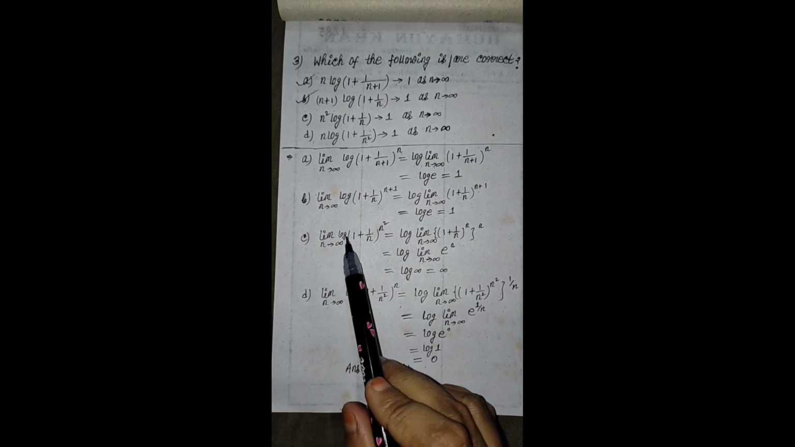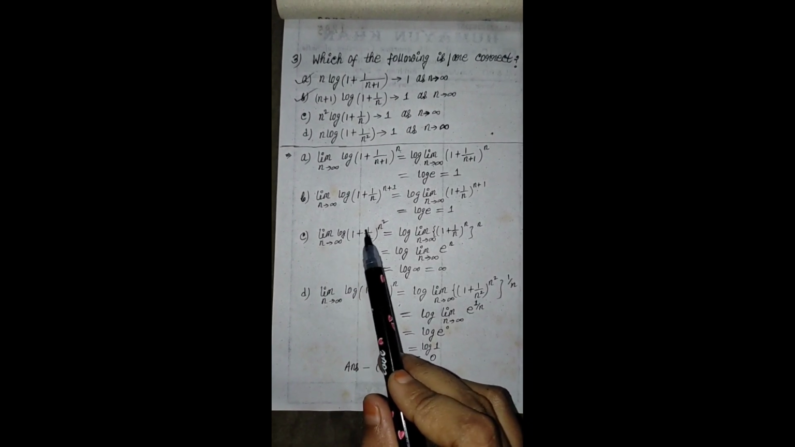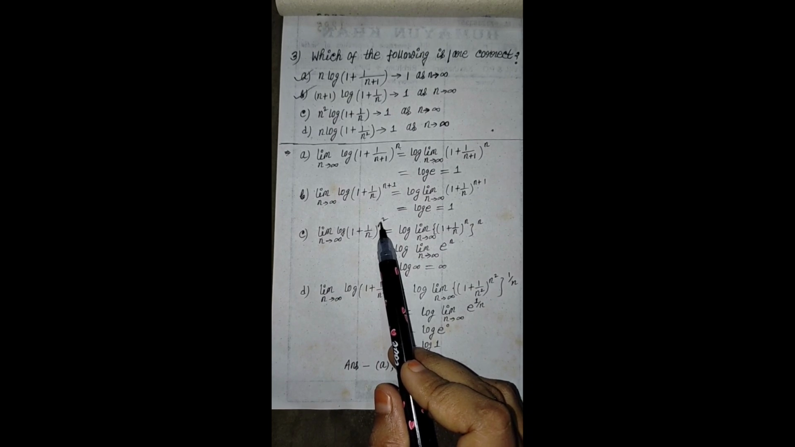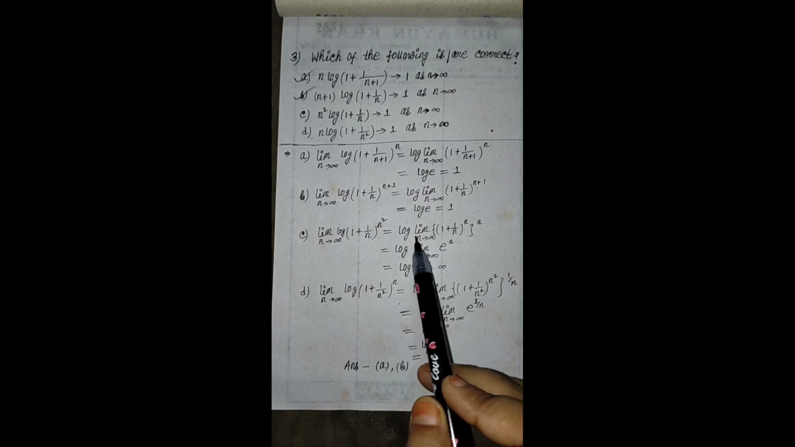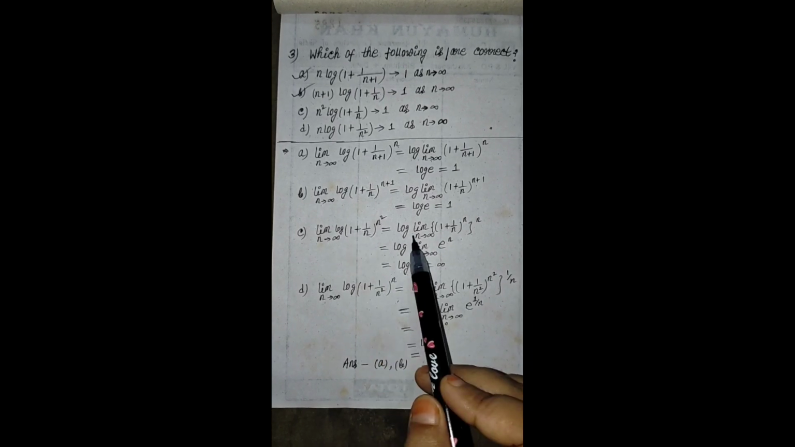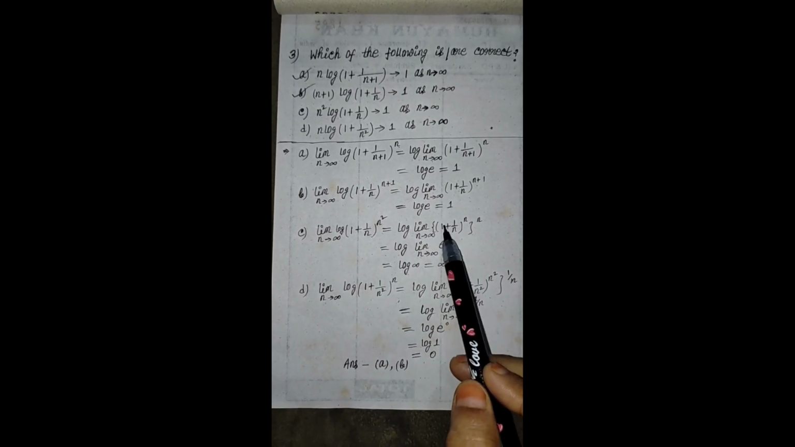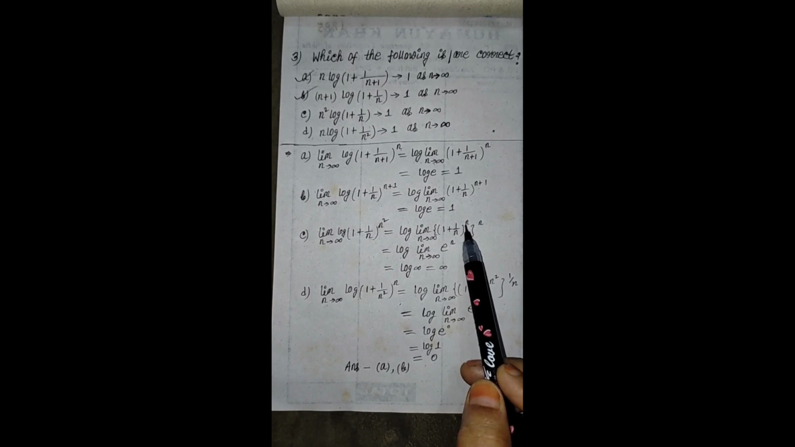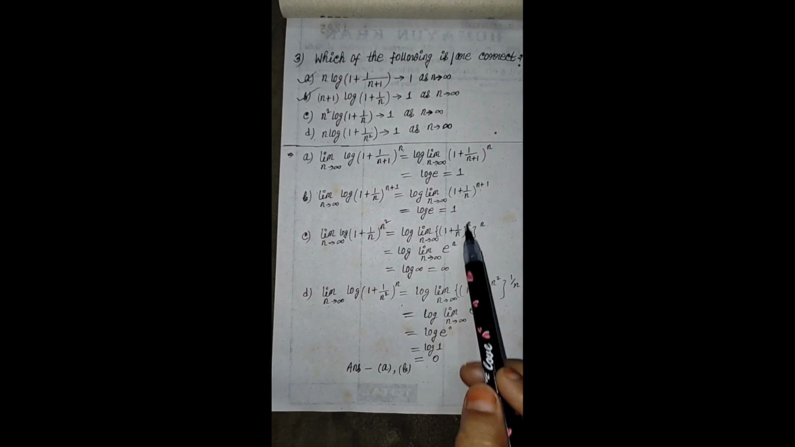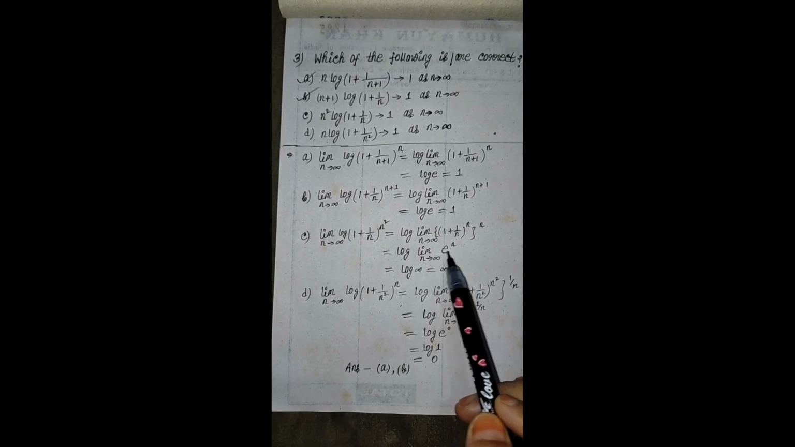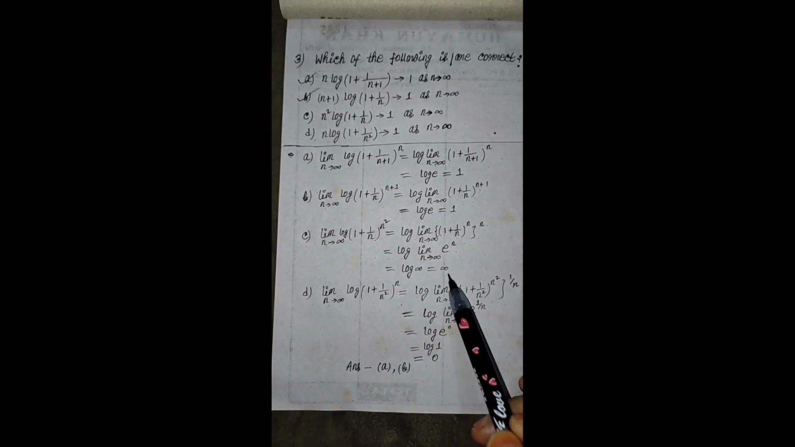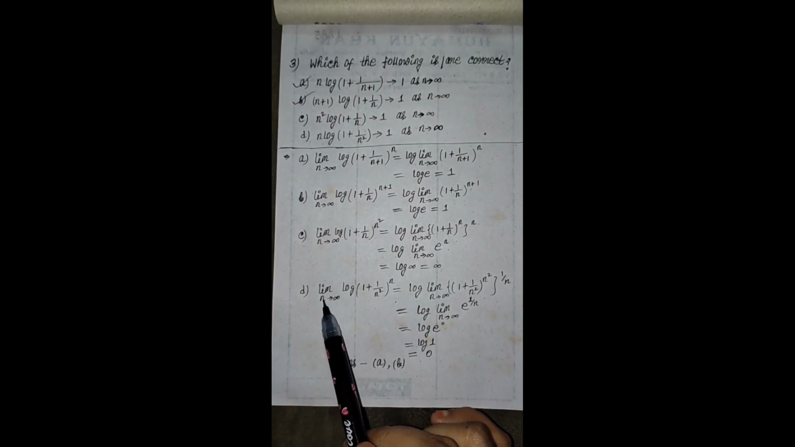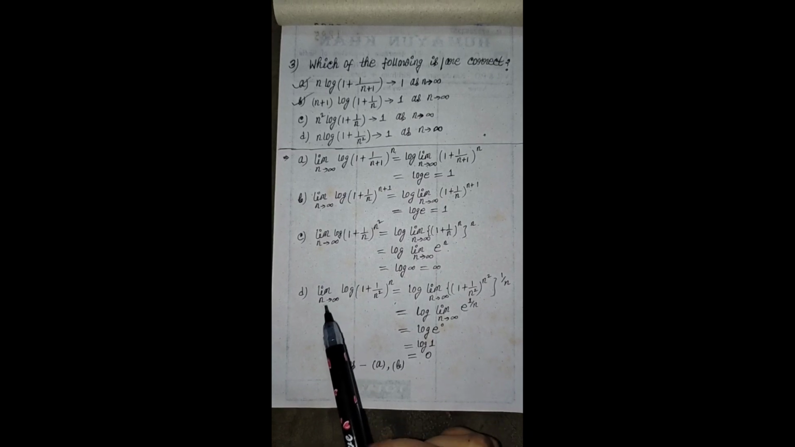Option C: limit n tends to infinity of log (1 + 1/n)^(n²) equals n² log (1 + 1/n). If we take log first, then log limit n tends to infinity of ((1 + 1/n)^n)^n. This is equal to limit n tends to infinity of e^n. This is e, so log infinity, that is infinity.